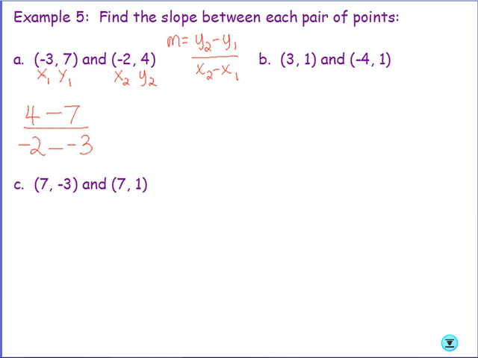Now we're ready for our calculator. 4 minus 7 is negative 3. Negative 2 minus negative 3. Anytime you have 2 negatives, they will both become a positive. So negative 2 plus 3 is positive 1. The only other thing you have to do is make sure it is reduced. This is where your graphing calculators can be handy. If you type in negative 3 divided by 1, you get negative 3. I will accept that as an answer. If it was a decimal, we would hit math, enter, enter, and we would get a whole number back out.